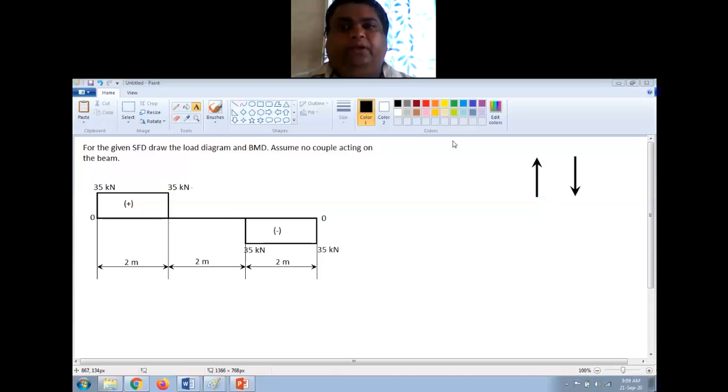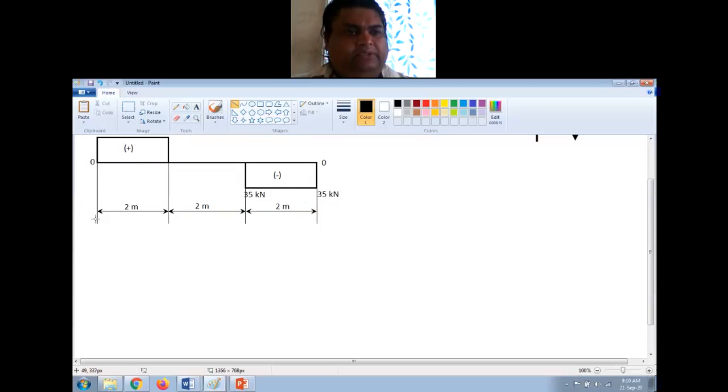The exam. Okay, so the question is, for the given SFD, shear force diagram, draw the load diagram and bending moment diagram. Assume no couple acting on the beam, right? So this is a very simple numerical. So first thing we have to do is reproduce the diagram on your answer sheets as it is, and then first we will try to draw the load diagram based on the shear force diagram, right?